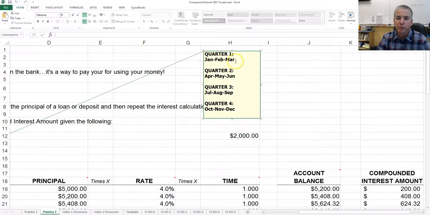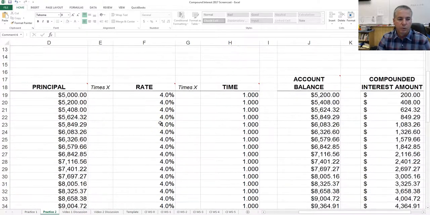Quarter 1 is January, February, March. Quarter 2, April, May, and June, and so on. It's important to know that quarter 2 begins on April 1st. Quarter 3 begins on October 1st. And, of course, quarter 1 begins on January 1st. So it's good to know this about quarters.